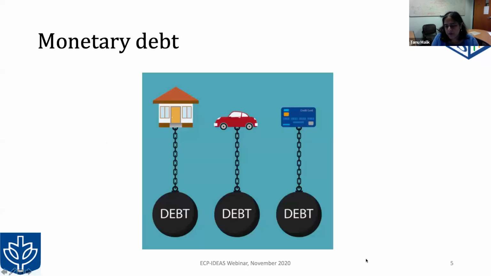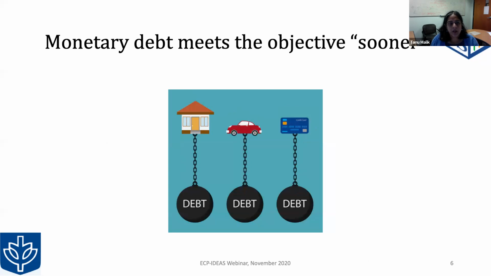So we are all familiar with monetary debt, especially on commodities such as the house, the car, the credit card. What is monetary debt? It is something that we are borrowing, a fixed amount of money that we are borrowing to purchase these commodities. Now, what does borrowing help us with? Well, it helps us get this commodity faster or sooner, right? And so we like this fact that we can get this commodity sooner.